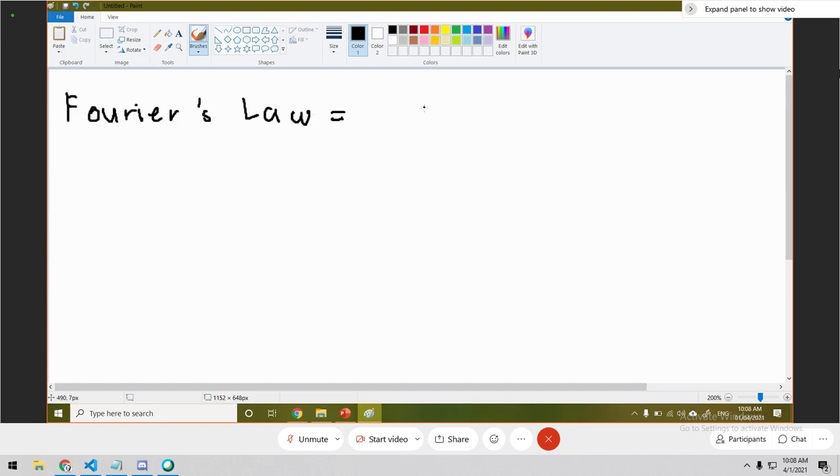Excuse my horrible handwriting. So you guys can see this, right? Is it clear for you, the writing and whatnot? Yes, doctor.